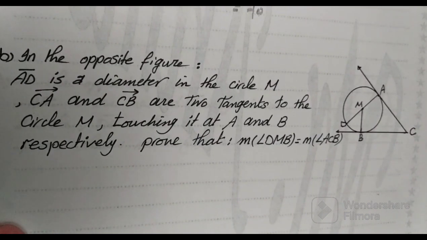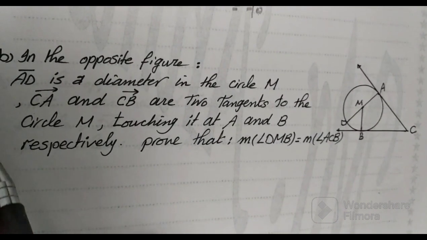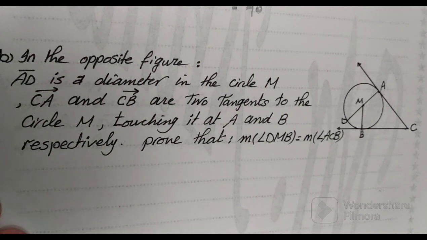Question B. In the opposite figure, AD is a diameter in the circle M. CA and CB are two ray tangents to the circle M, touching it at A and B respectively. Prove that the measure of angle DMB equals the measure of angle ACB.